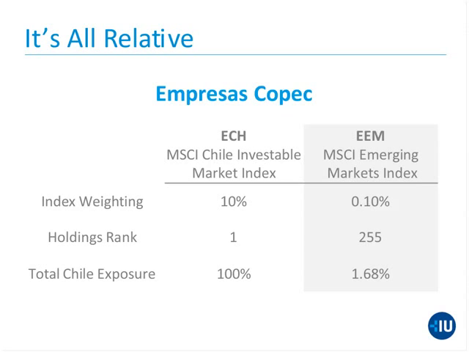So take a company like this, Empresas Copec. It's a huge Chilean mining company. It's the single largest company in the domestic Chilean stock market. It's the mega cap. However, inside the MSCI Emerging Markets Index, it's just the 255th largest company. So if you're building a global index, where do you put Empresas Copec as part of that, right? It's one of the largest companies in Chile.